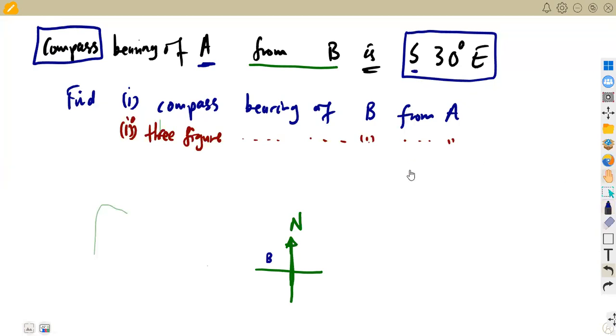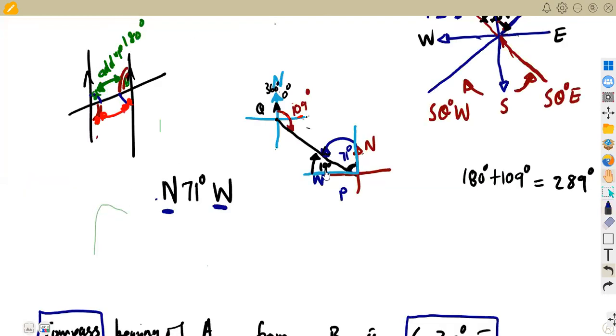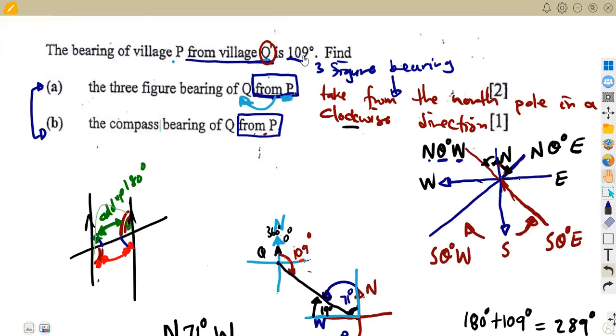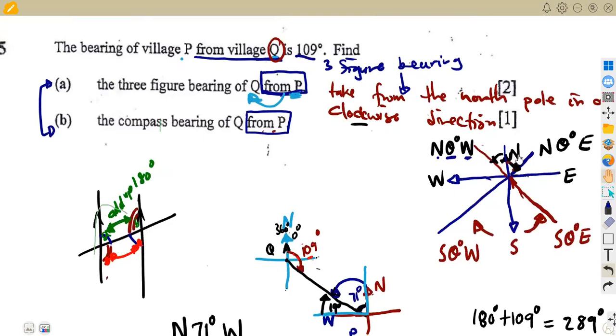It's no longer a three-figure bearing that we were given before, where you are not given the poles. Now you are given compass, so we go back to these compasses. It can be within the north and the east, the north and the west, the south and the west, or the south and the east. These are the poles. You are not going to have south, north, or north, south.